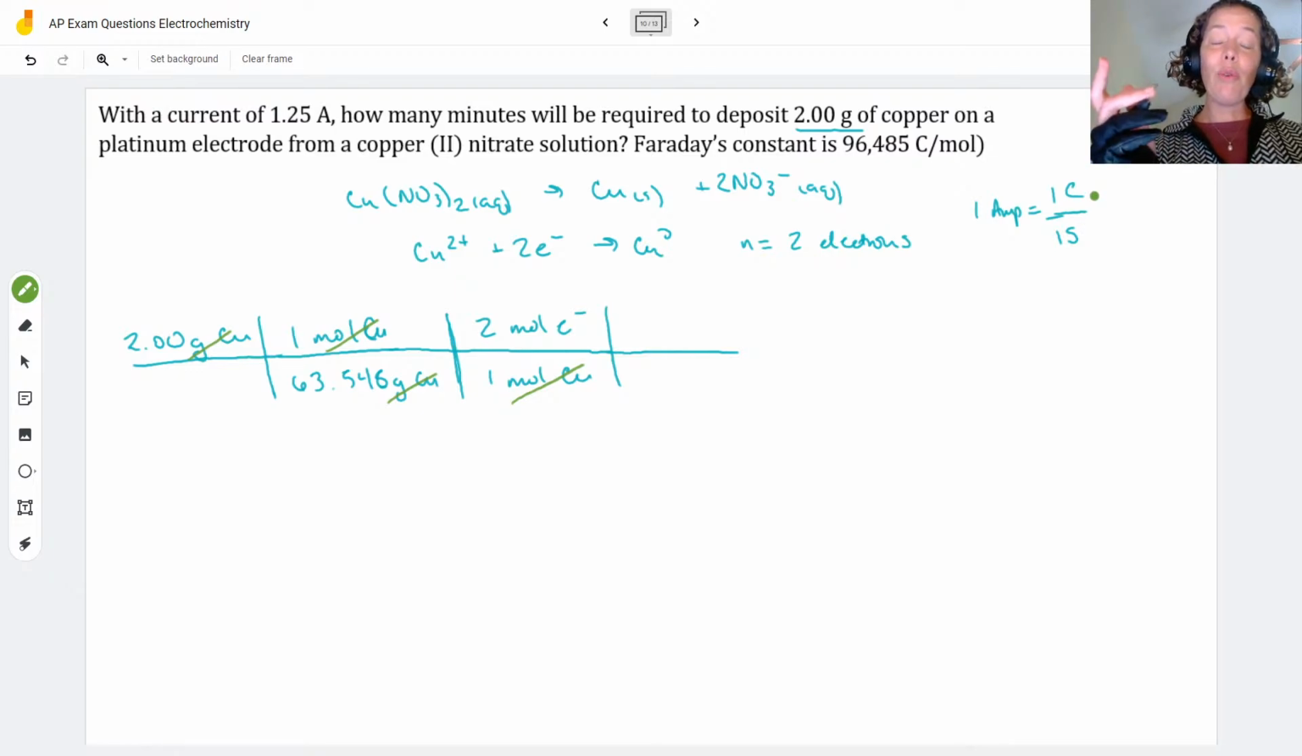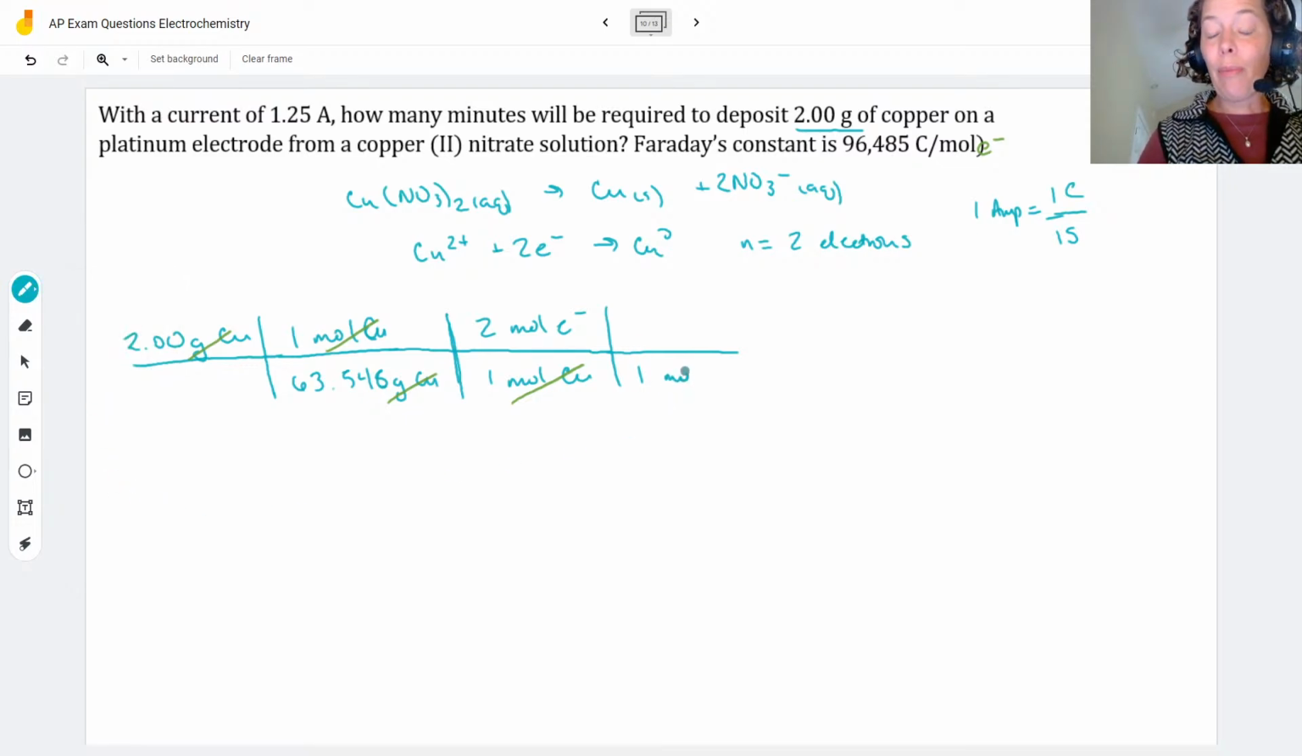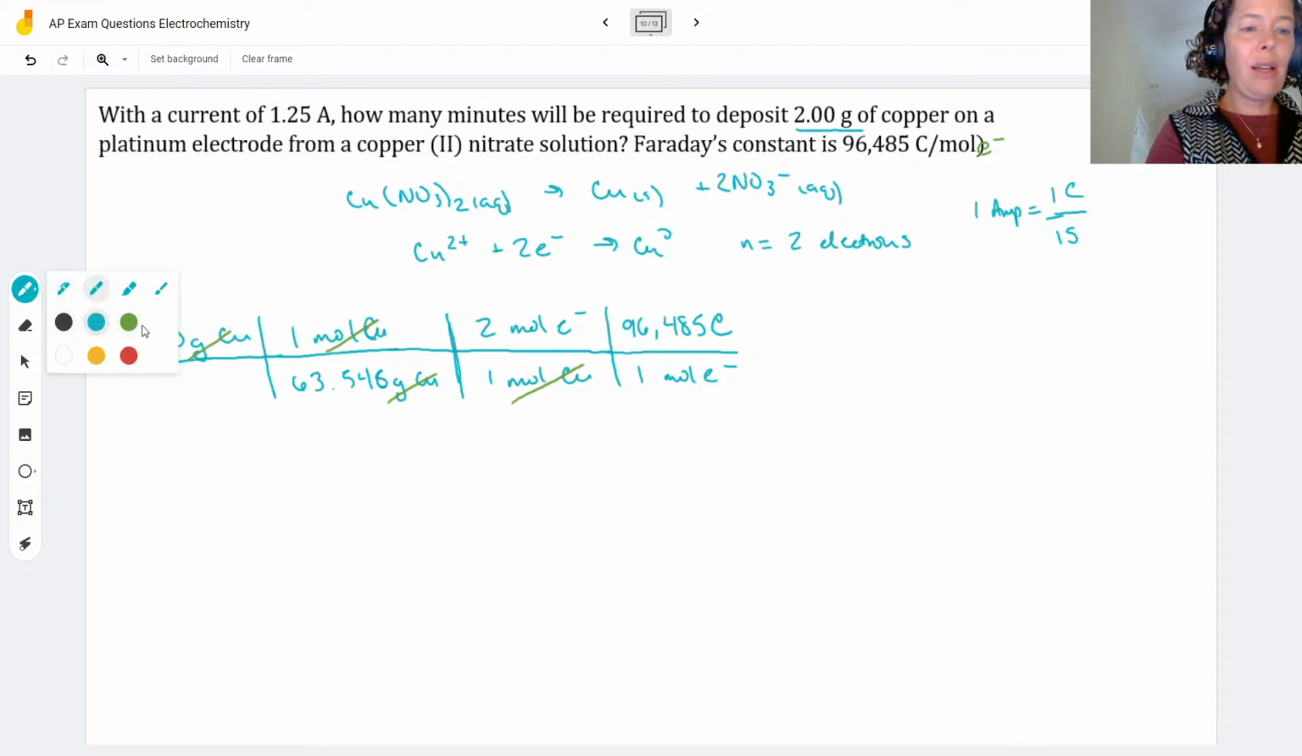But how do I get from moles of electrons to coulombs? By Faraday's constant. So you look at the units there. This just says moles here, but this should actually be moles of electrons for Faraday's constant. So that's how we're going to go from moles of electrons to coulombs. And then once we're in coulombs, we're going to use our amps to go to seconds. All right, so let's do this. This is Faraday's constant. I want my moles of electrons to cancel, so I'm putting it in like so: 96,485 coulombs. Okay, so my moles of electrons cancel.